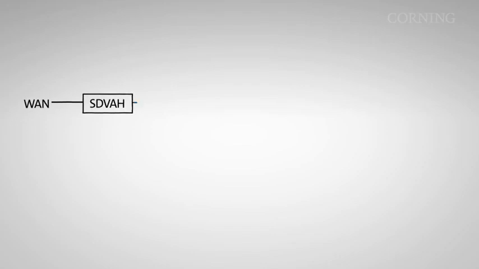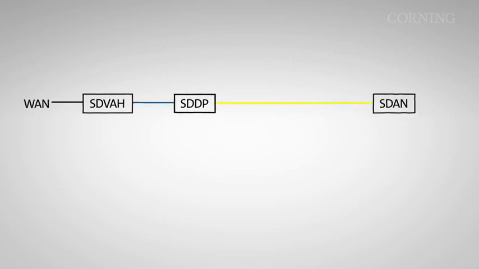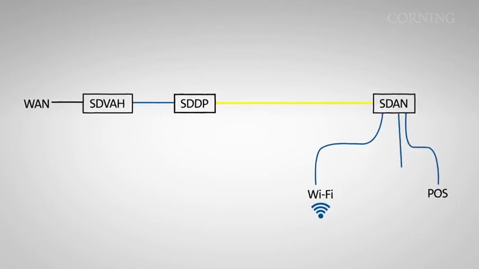This will connect in to our software-defined data plane. The software-defined data plane is a white box switch. This is going to be running the orchestration platform. From the software-defined data plane, fiber leaves. This is going to ultimately connect to the software-defined access node, or ONT. This is where we're going to have our O to E conversion and connect to all the applications that we're serving, such as Wi-Fi, point of sale, BMS, etc.